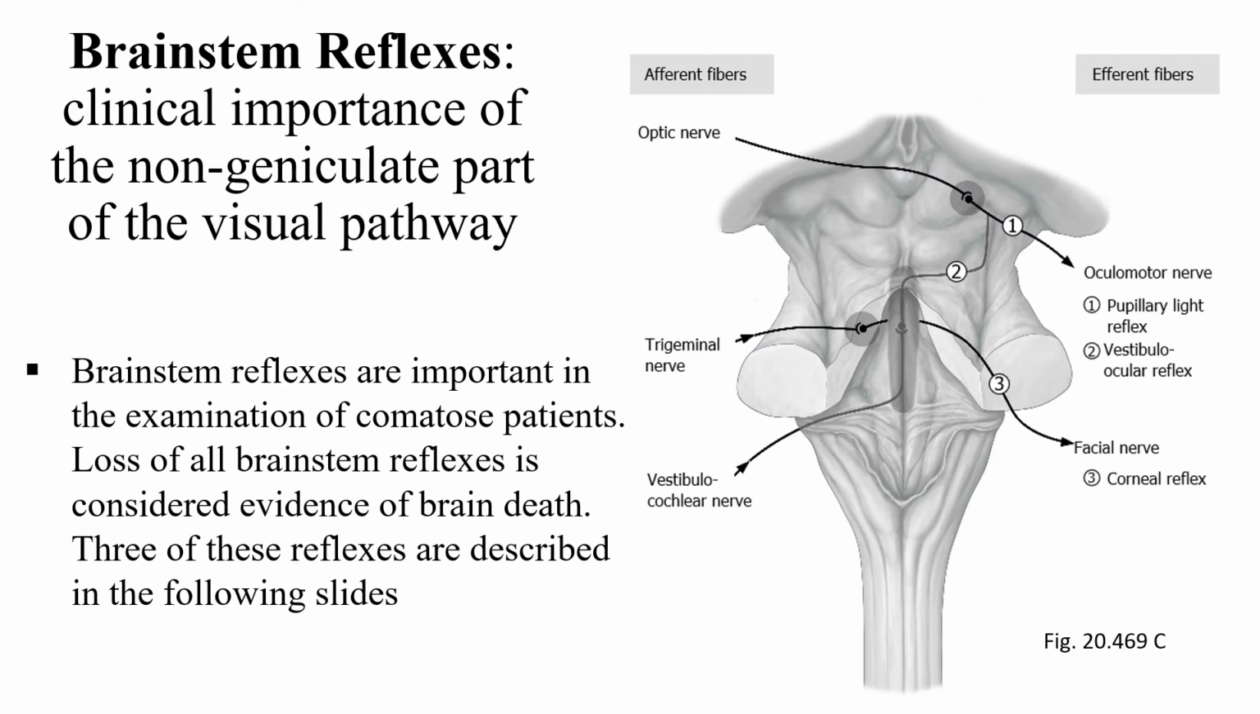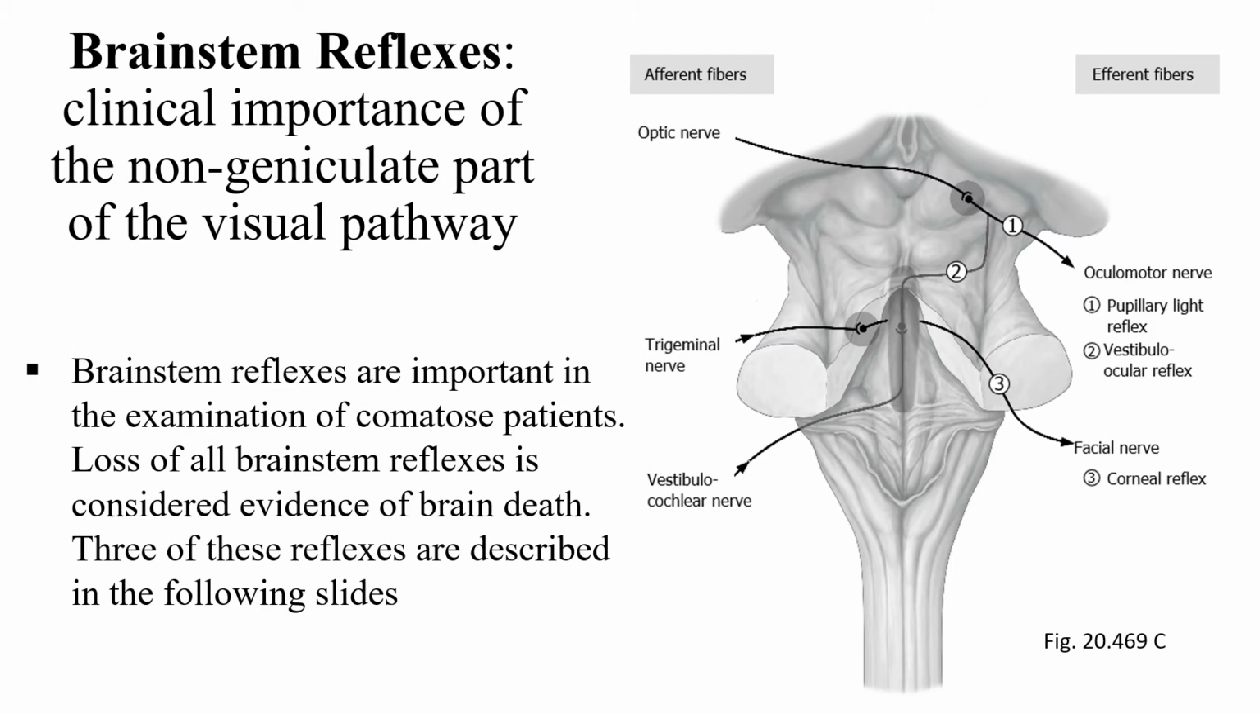So brainstem reflexes are important in the examination of comatose patients especially. So loss of all brainstem reflexes is considered evidence of brain death. And 3 of these reflexes are described in the following slides.